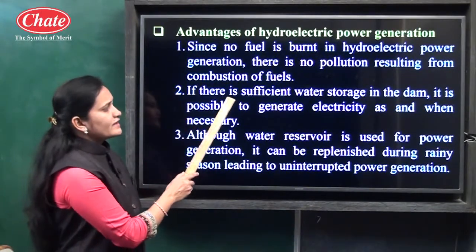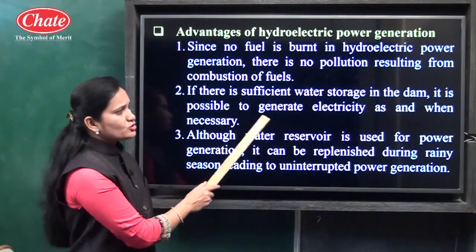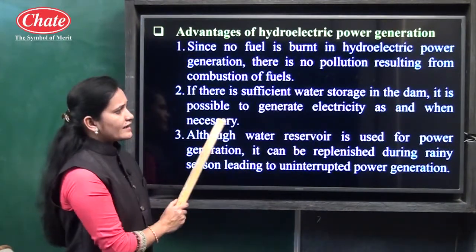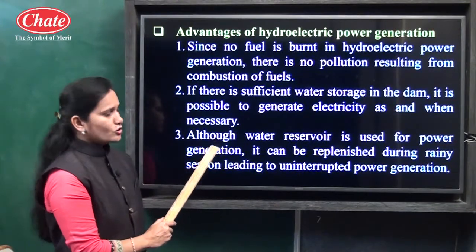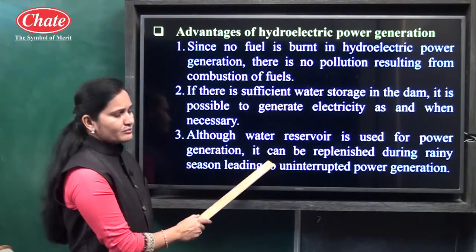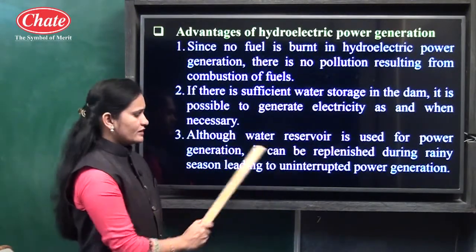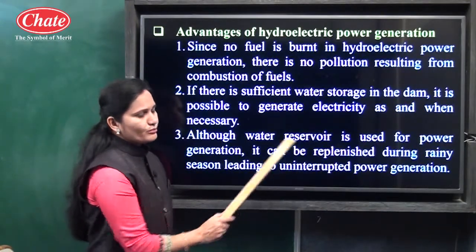After that, if there is sufficient water storage in the dam, it is possible to generate electricity as and when necessary. And the third one is, although the water reservoir is used for power generation, it can be replenished during the rainy season, leading to uninterrupted power generation.